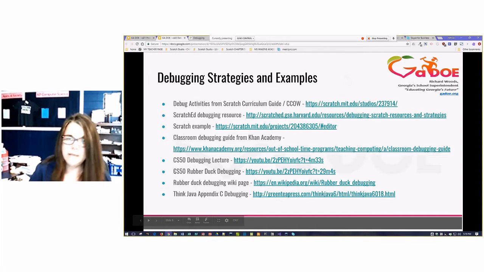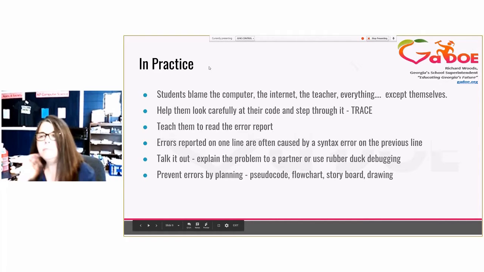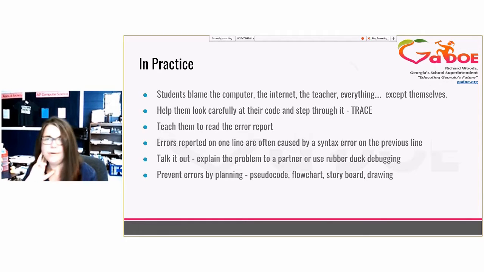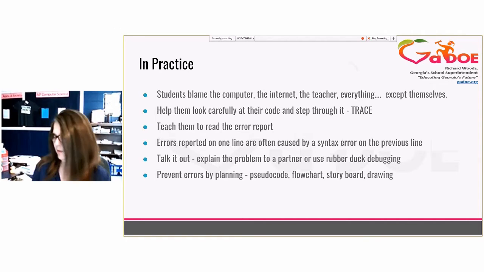And then finally, these are the kind of things that we encounter in practice. Students blame the computer, the internet, their dog, everybody except themselves in some cases. I have gifted and smart and highly intelligent kids, but the minute something breaks, they immediately blame the internet. Oh, something's broken. So, you figure out who those kids are and help them review their code more carefully.